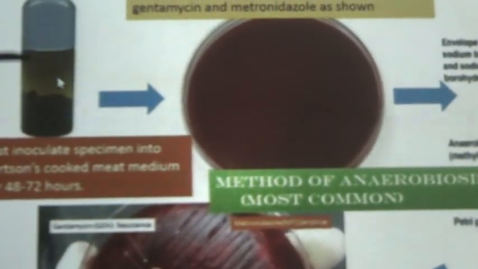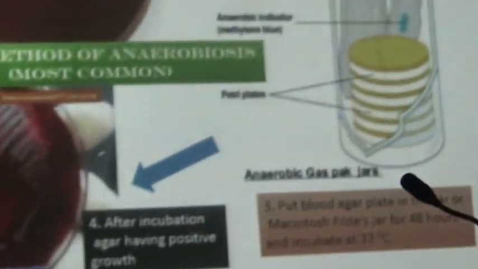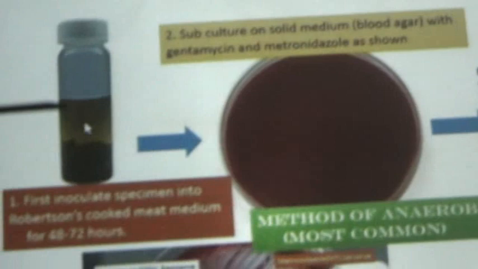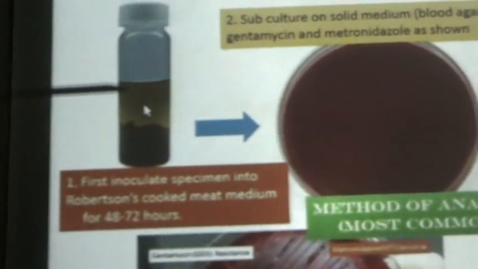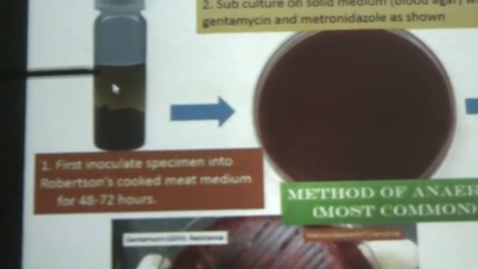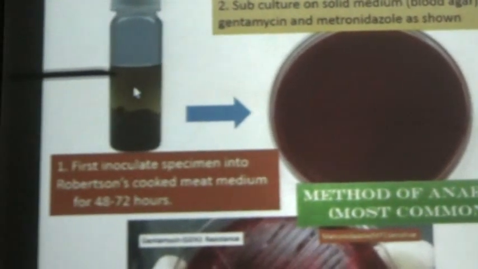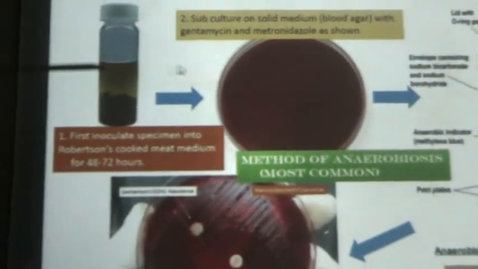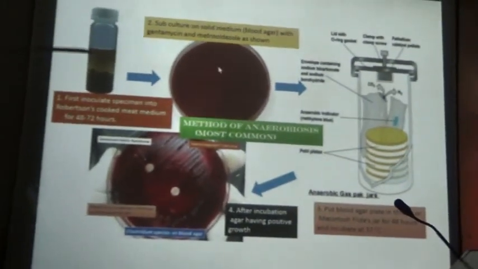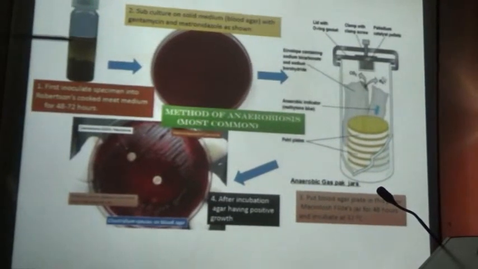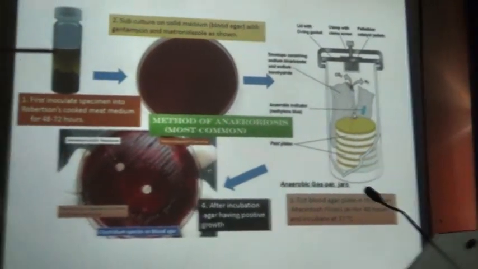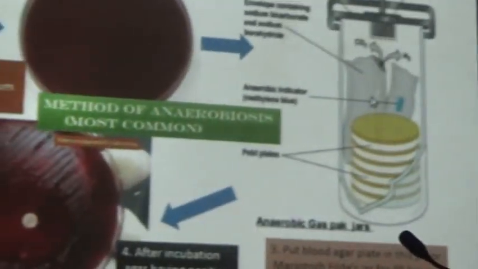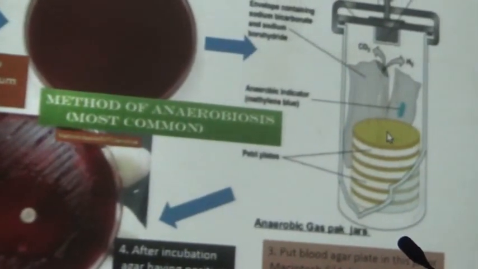and after 24 hours or maybe 48 hours, when turbidity occurs in the upper part of the medium, that is the broth, turbidity indicates that there is growth in the medium. Once this turbidity occurs, we take out some amount of fluid from here and subculture it on the blood agar plate. This blood agar plate is then put in the gas pack jar or in the anaerobic jar, and then it is incubated for about 2 days.